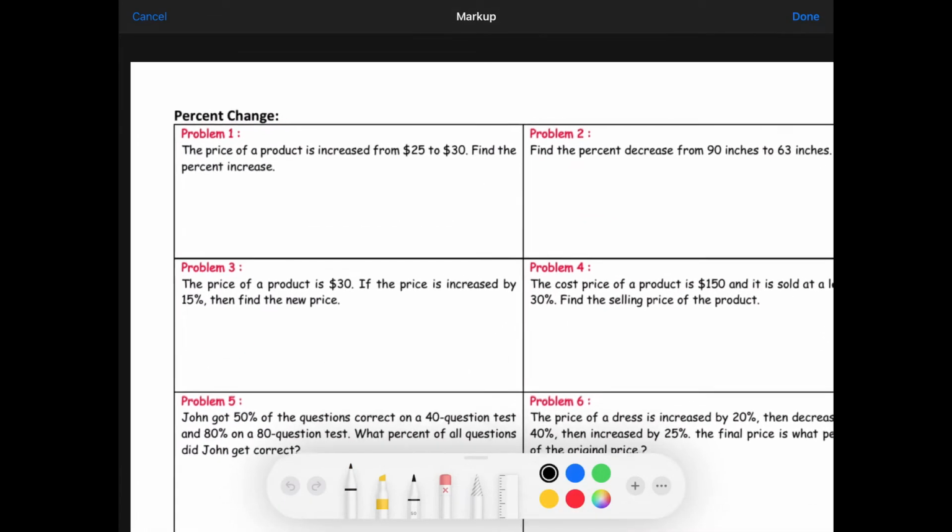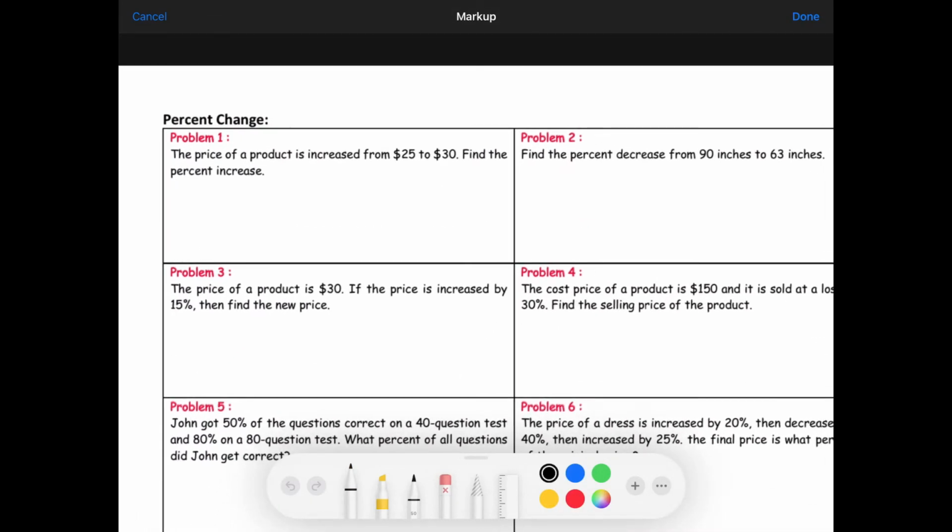Oh, yes. Let's talk percent change. The formula for percent change, I always think of it as new minus old over old. And that'll give it to you as a decimal, but then you would just need to multiply it by 100 to get it as a percentage.